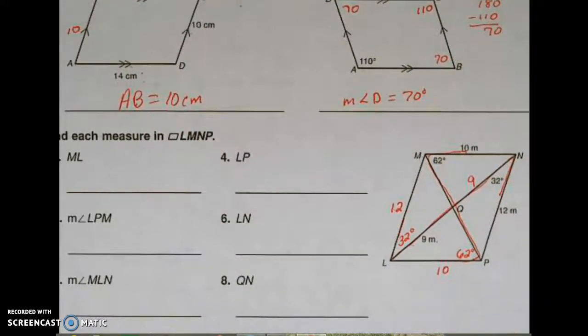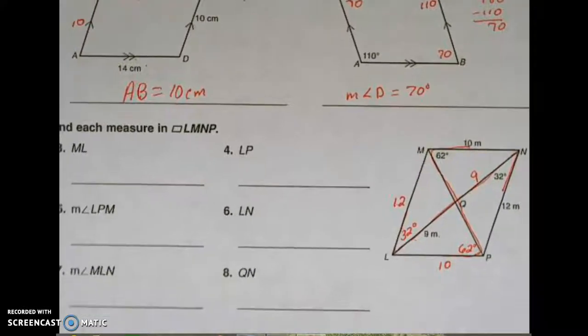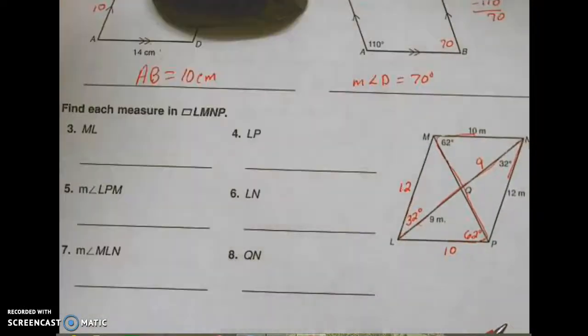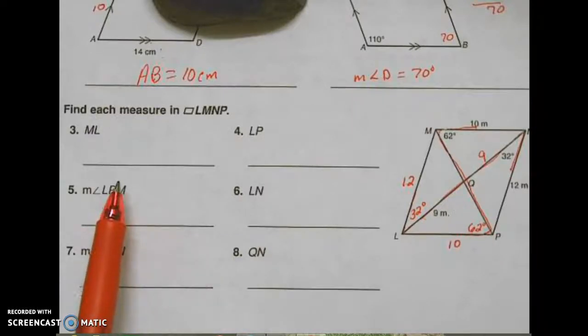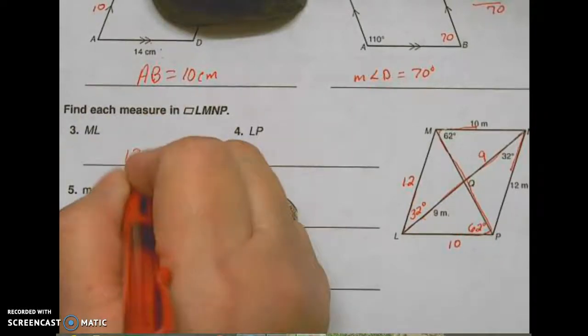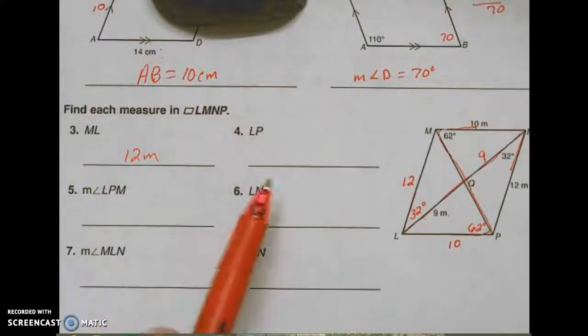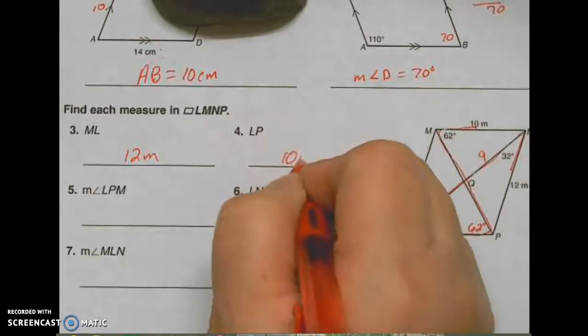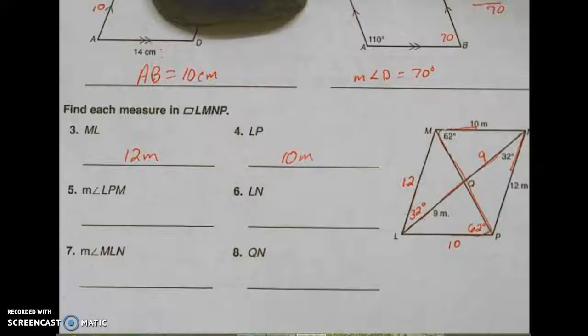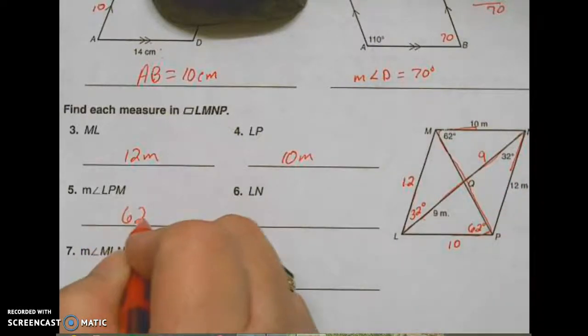So the first question, we want to know what is the length from M to L, and that will be 12 meters. The second question, I want the length from L to P, and that will be 10 meters. I want the measure of the angle from L to P to M, and I've labeled that as 62 degrees.